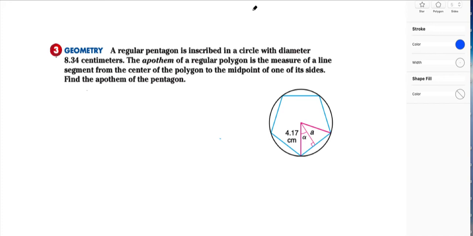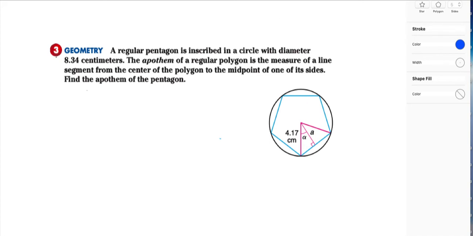Example 3: a regular pentagon is inscribed in a circle with a diameter of 8.34 centimeters. The apothem, that's this line here, of a regular polygon is the measure of a line segment from the center of the polygon to the midpoint of one of its sides. Find the apothem. So we want to find that length.